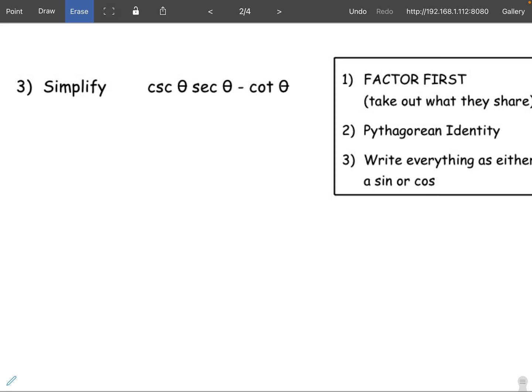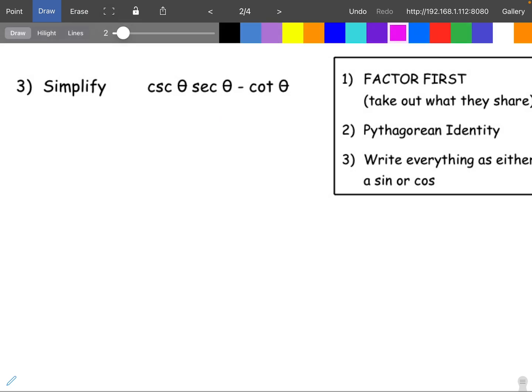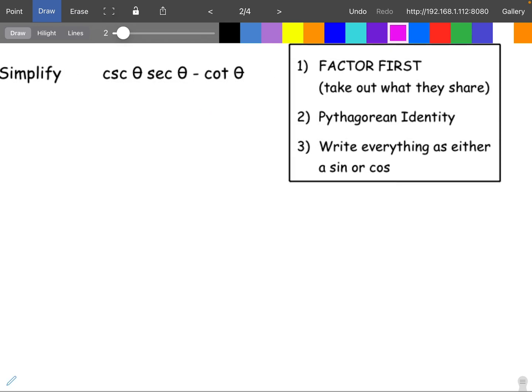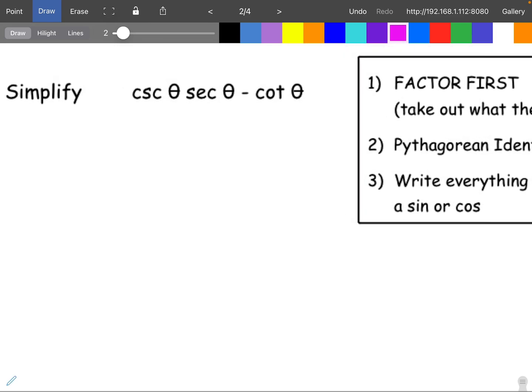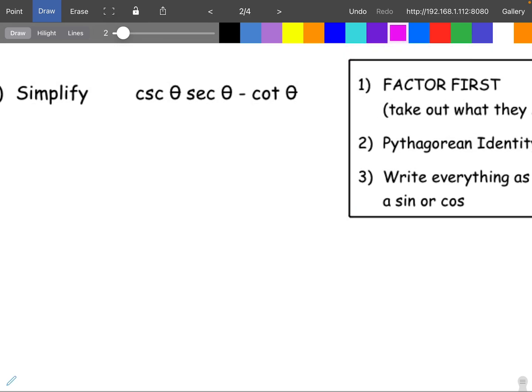Then we think, okay, do I have a Pythagorean identity? Well, no, I can't even think about a Pythagorean identity because none of these are squared. And the Pythagorean identities are always squared. So since none of those are squared, I can't even consider a Pythagorean identity. So then I'm going to go to write everything as either sine or cosine. So I'm going to convert these to sine and cosine.